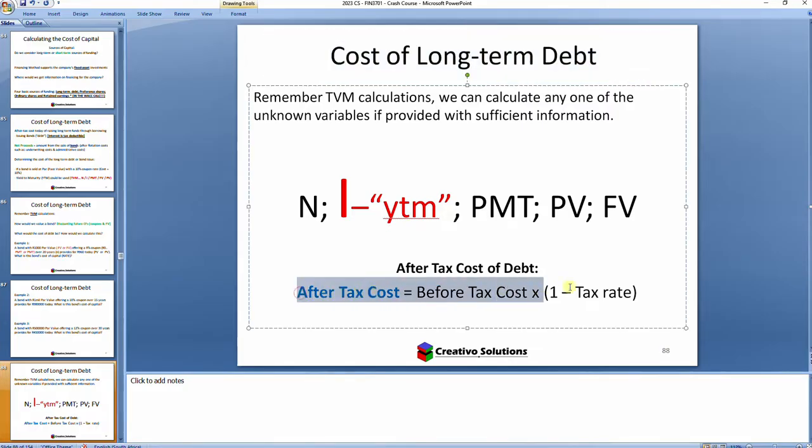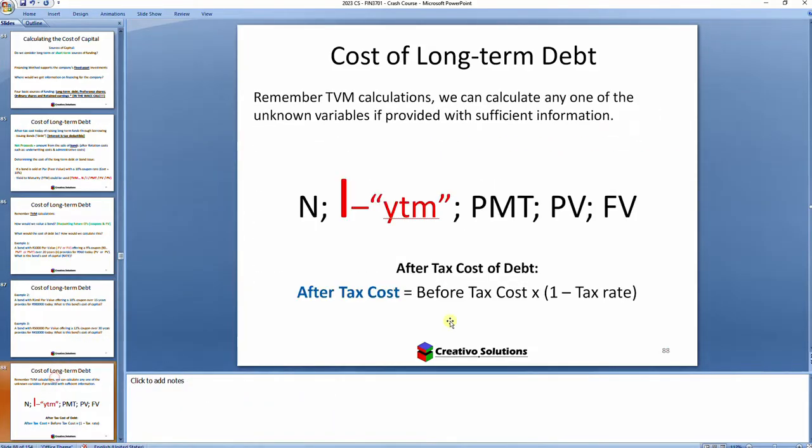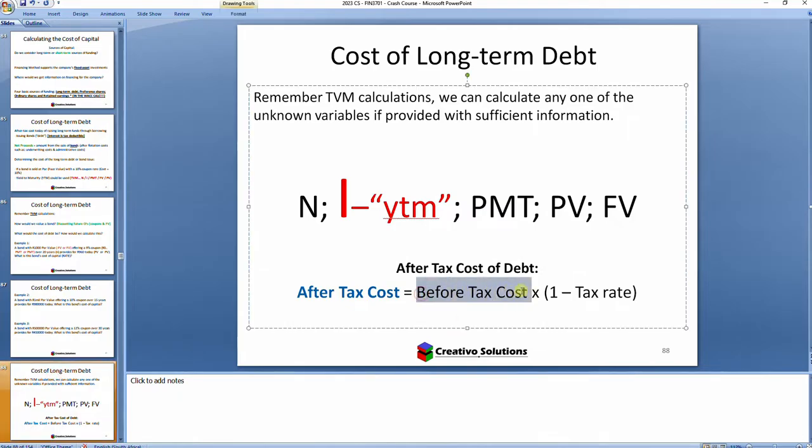This is something you have to always show, and you will always get marks for this. So don't lose the easy marks. Whatever your cost is, here the cost was 9.45. All we have to do is literally take this 9.45% and plug it in here, then less the tax rate. If the tax rate is 27%, that's the current corporate tax rate in South Africa, then you would multiply that, and you would get a rate that would be less than that.